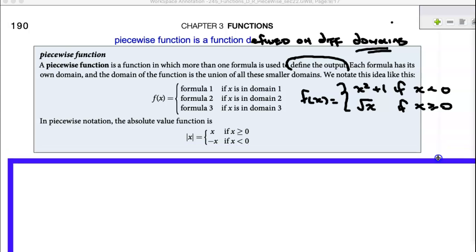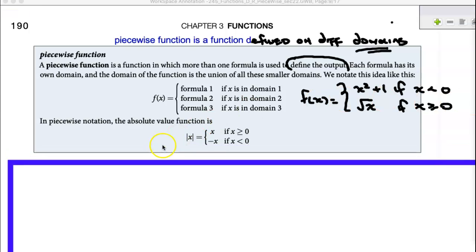And so one of our famous functions here as piecewise is the absolute value function. So the absolute value function is that V-like shape. And on this side, x is less than 0, notice that it's a negative x, and because it has a negative slope, whereas x greater than 0 is positive x, and therefore you have a positive slope.